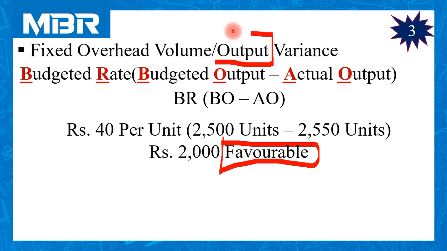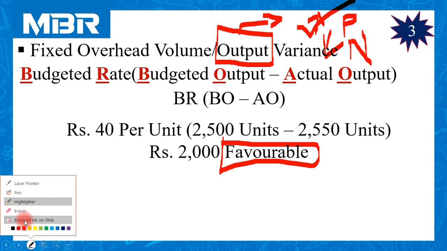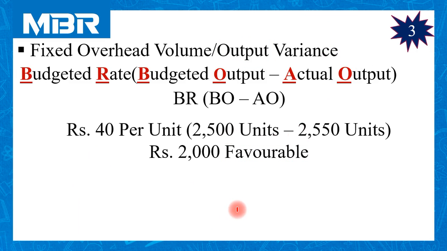Right now we are not discussing anything for cost. We are calculating for output, and when output is increased, it is positive. When output is decreased, it is negative. So this is a positive sign for us because our output is increased. In fixed overhead variances, apart from mathematical calculation, interpretation always plays an important role. So take care of these things very clearly.